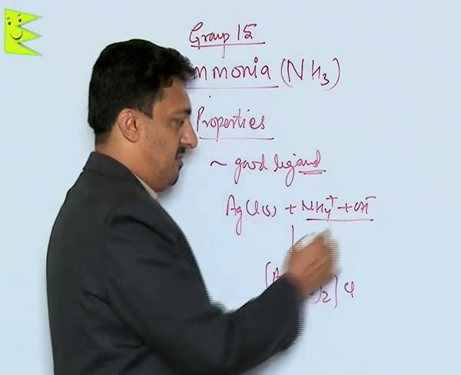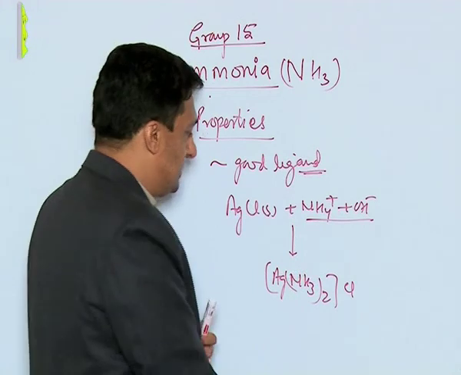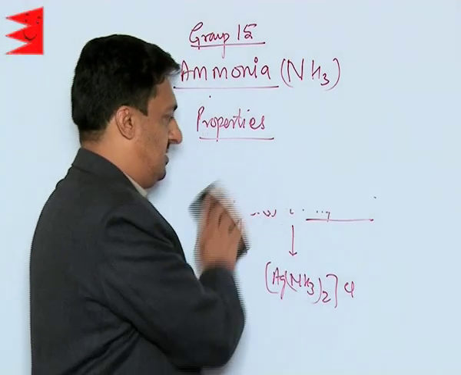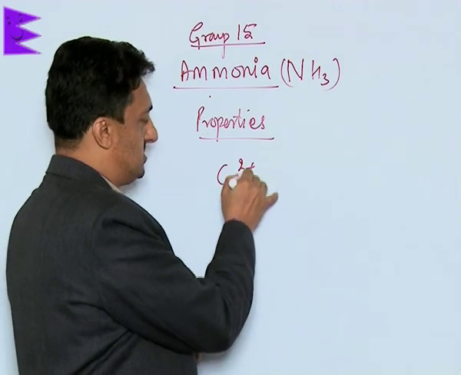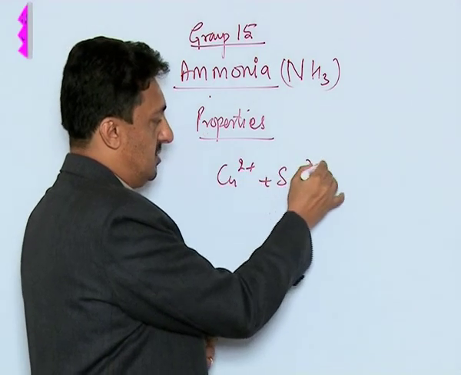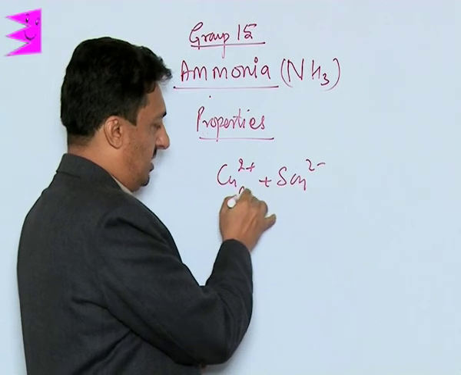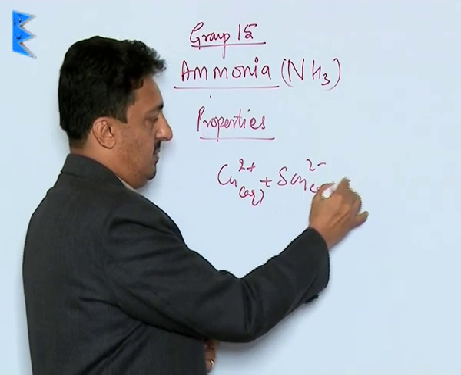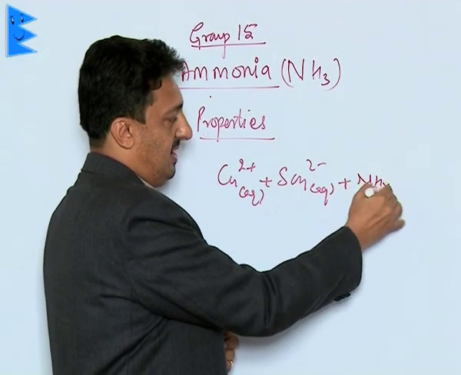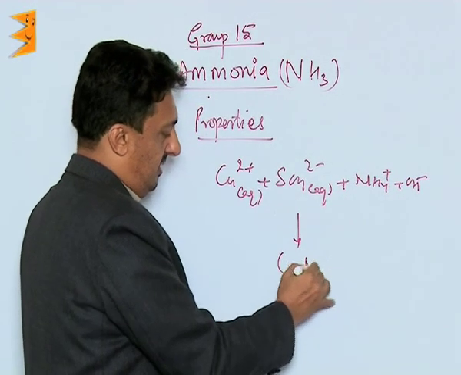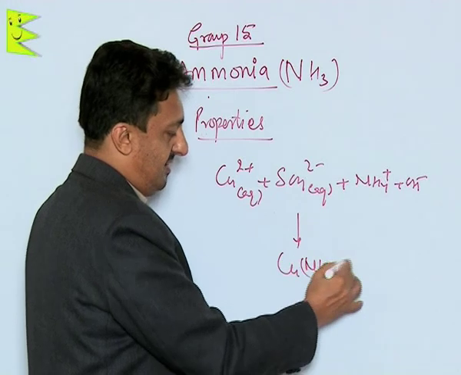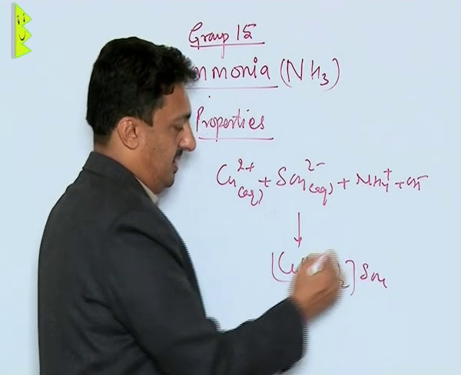This is taken in the form of liquor ammonia. Similarly, if we have copper sulfate solution, both in aqueous state, and we treat it with this liquor ammonia, we find it forms a complex like this one with copper ions.